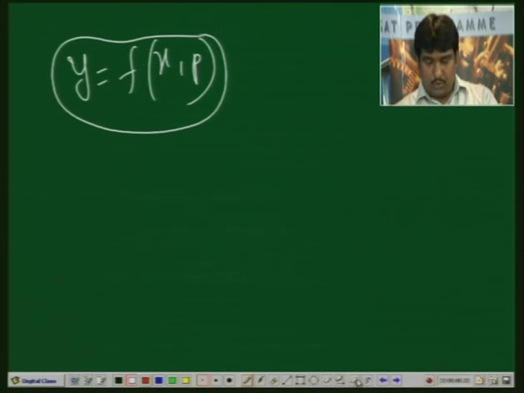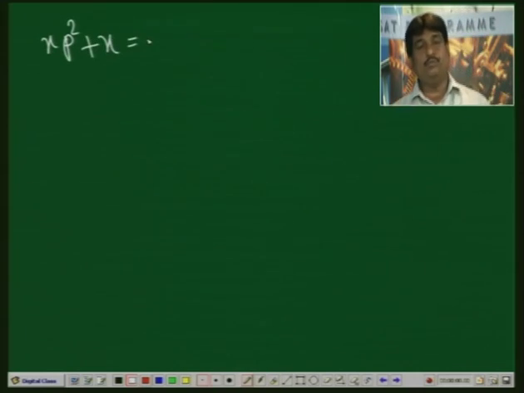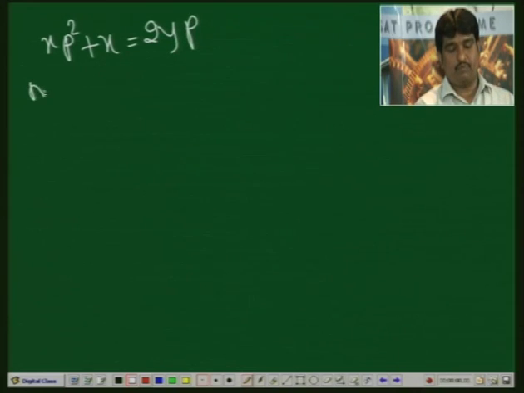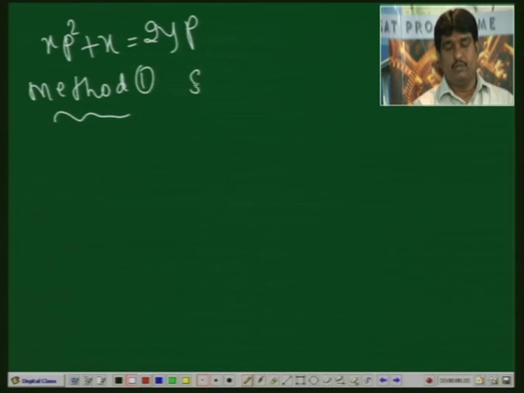Now, is it possible to solve a given problem in all the three techniques or not? Let me take one example. I will show you. I will apply all these three techniques to solve that equation. Consider xp square plus x equals to 2y into p. Now method number 1, I will try to solve this by solving for p.